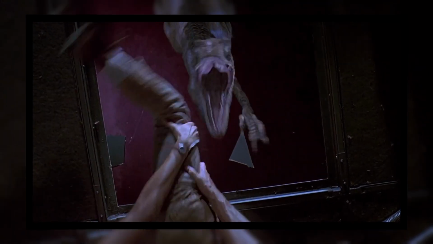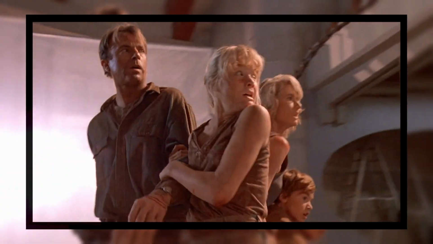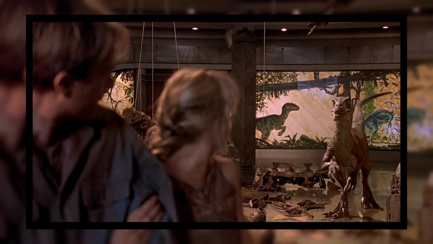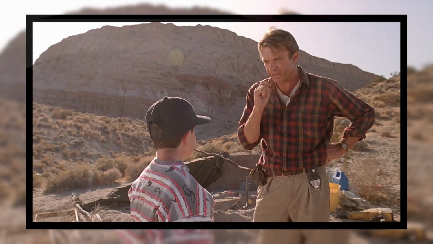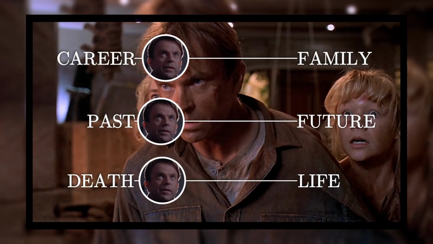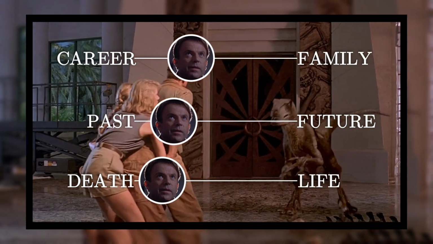In the end, Grant is willing to put himself between the children and certain death. He's ready to make the ultimate sacrifice. He has gone from a man that would scare a child to death just for fun, to a man who would lay down his life to make a child feel safe.